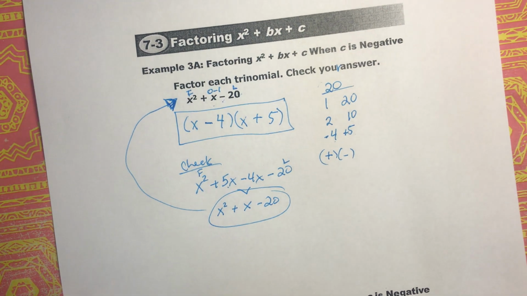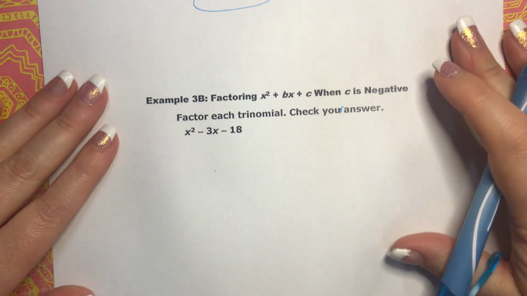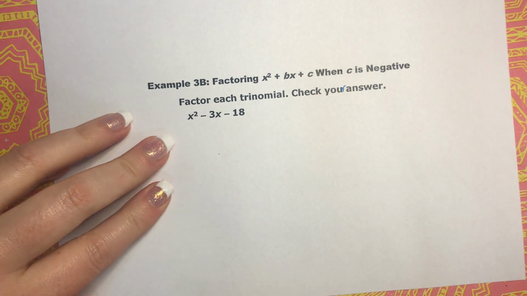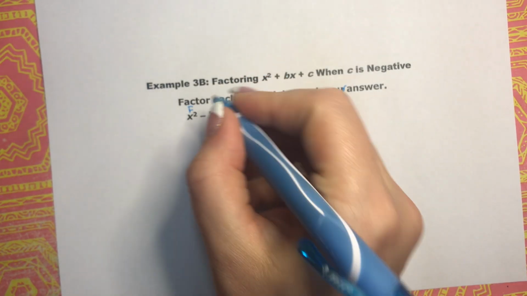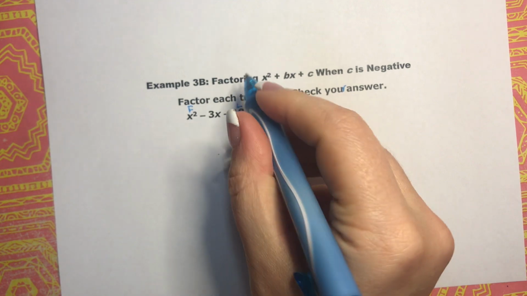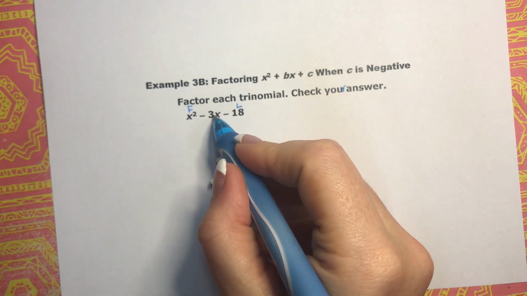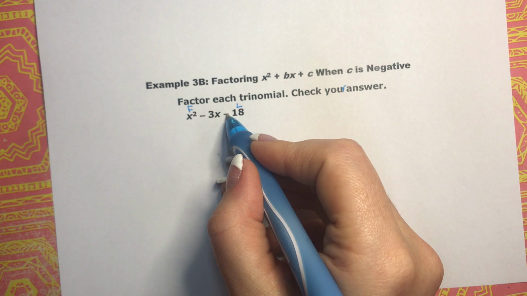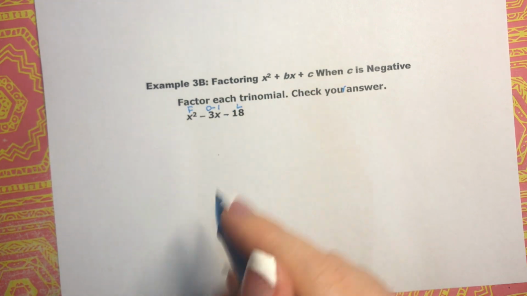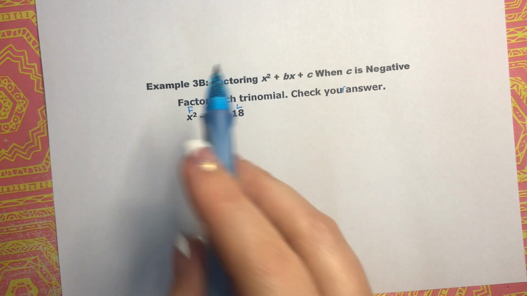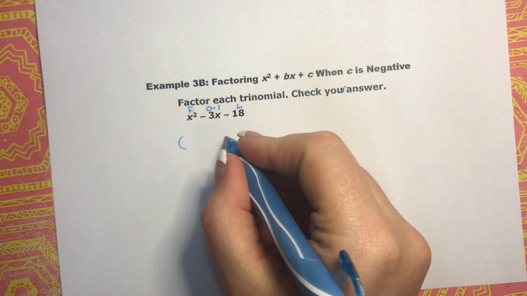Okay, let's look at 3b. We have x squared minus 3x minus 18. This is our first. This is our last, right? And this is going to be the difference of the outside and the inside. So let me get my woot-woots going. Woot-woot, woot-woot.